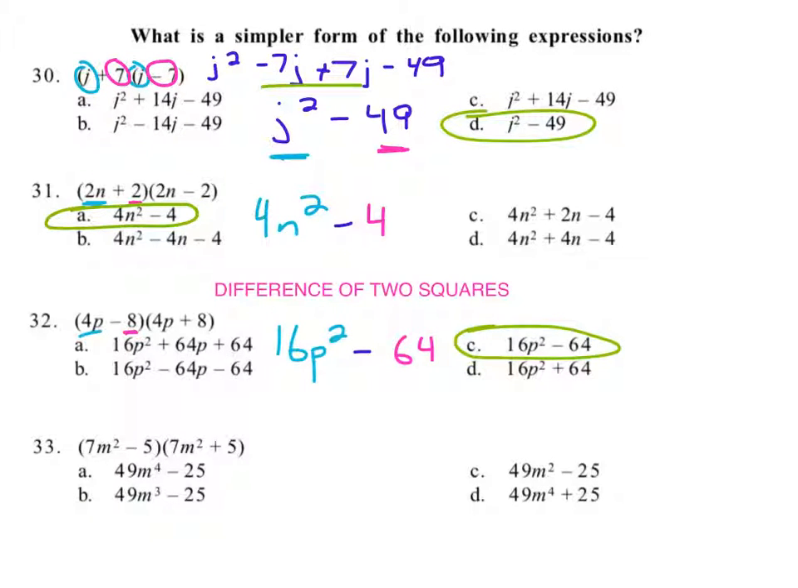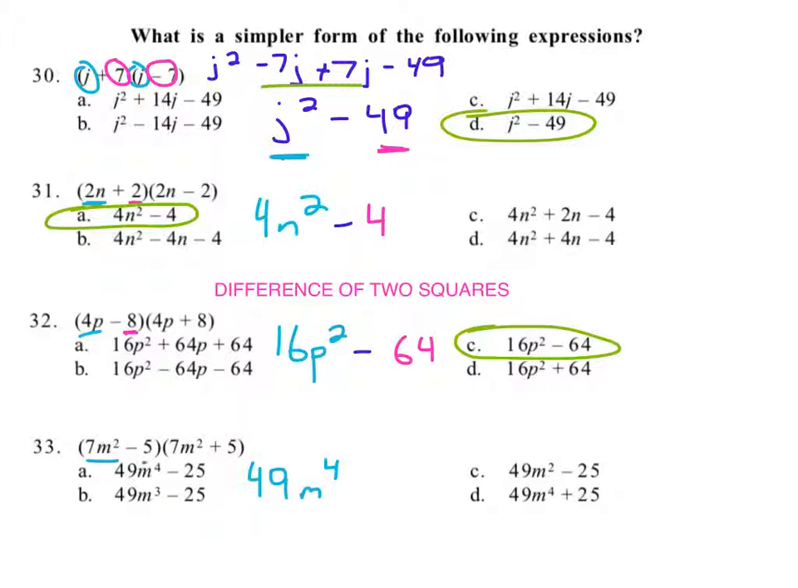Okay, and finally number 33. This is that type of problem. We've got the exact same thing except for different signs. 7m squared minus 5 and 7m squared plus 5. So again, those outer and inner terms will cancel out. That times that is positive 35m squared. That times that is negative 35m squared. So that cancels out. So what do we say? What is the first term? First term is that 7m squared. So let's multiply it by itself. 7m squared times 7m squared. 49 m squared times m squared, m to the fourth.